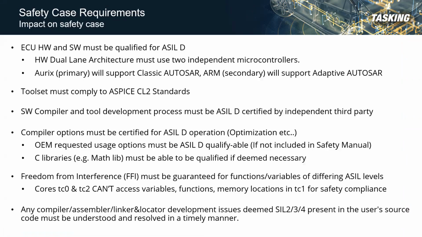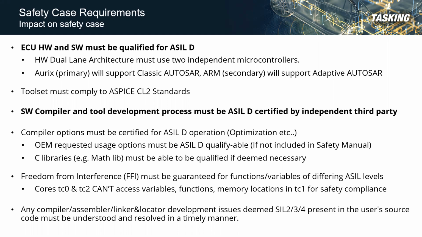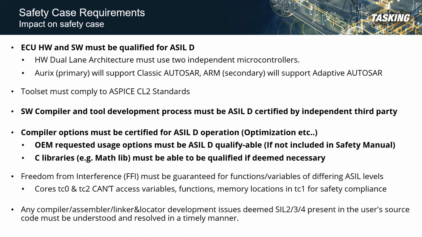So we've talked about hardware, we've talked about software. Let's talk a little bit about safety. So the OEM is requiring that our hardware and software be qualified for ASIL D. They're requiring that the compiler and tool development process be ASIL D certified by an independent third party. The C libraries must be qualifiable if necessary, and there must be compiler options specified for certified ASIL D operation. And if these are not included in our safety manual, we must also be able to qualify them.